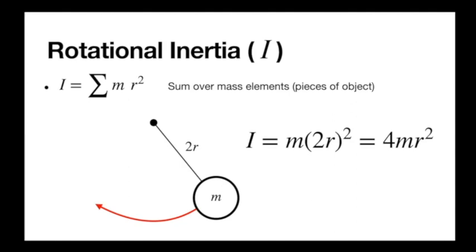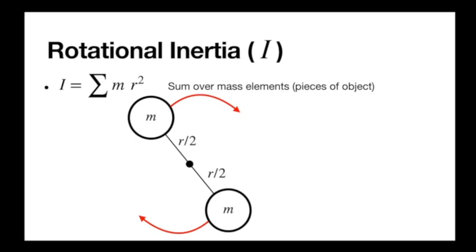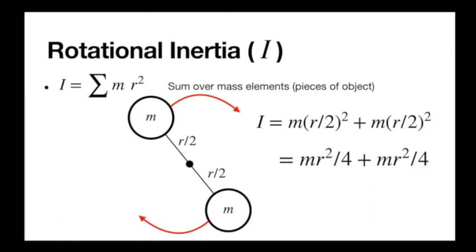All right, let's make it a little more complicated. Now let's say we have two masses, each a distance r over 2 away, so it's like a dumbbell rotating about the center. Now we have two elements to add up, so there are two terms here. Each of them has a mass m and a distance r over 2, so the r over 2 gets squared. We get two terms that are mr squared over 4. And so the total moment of inertia, or rotational inertia, is mr squared over 2.